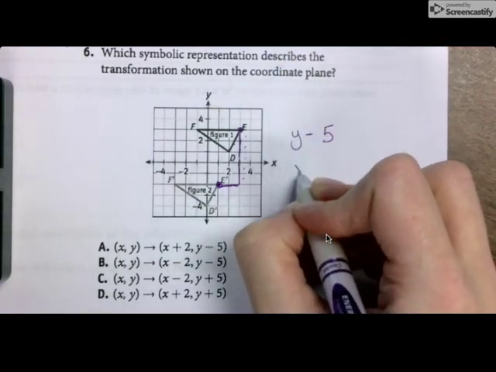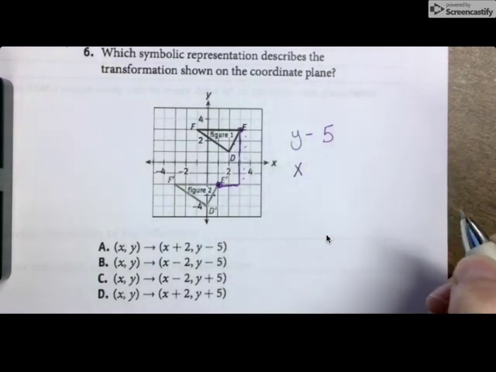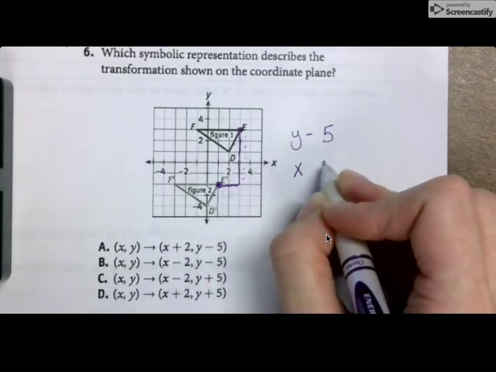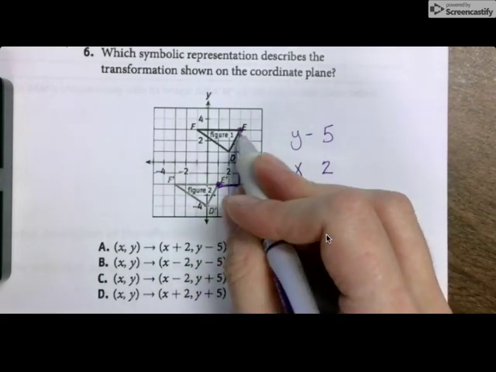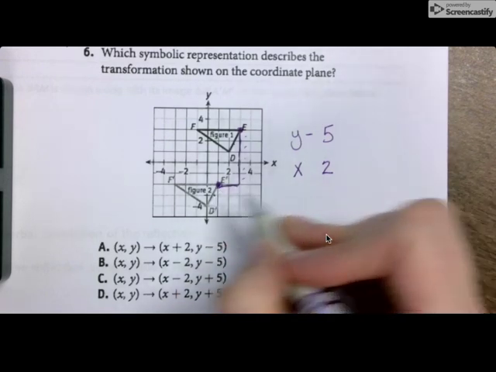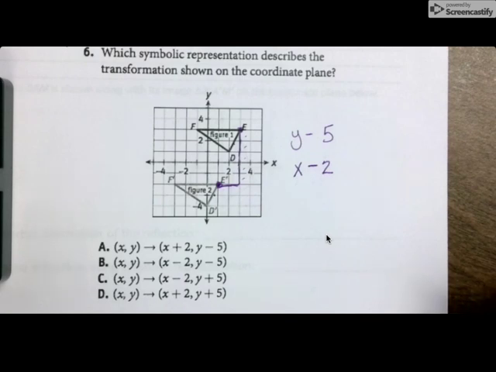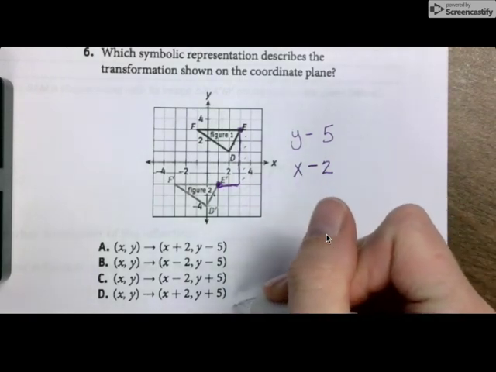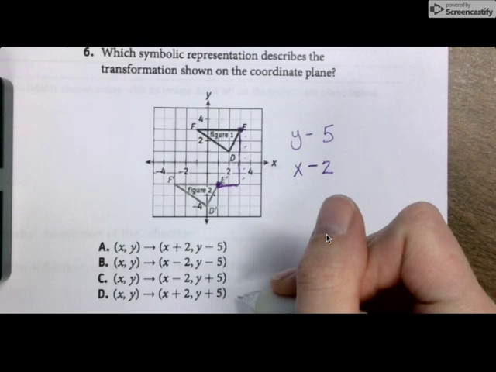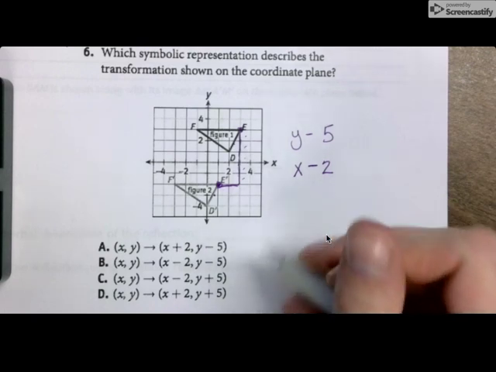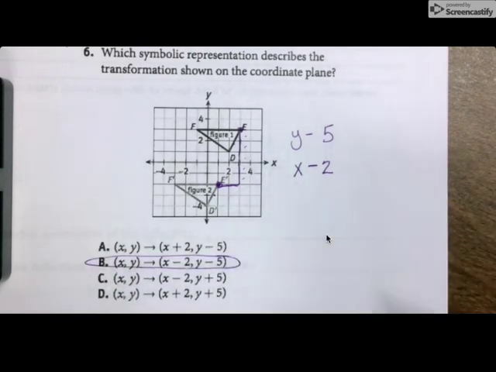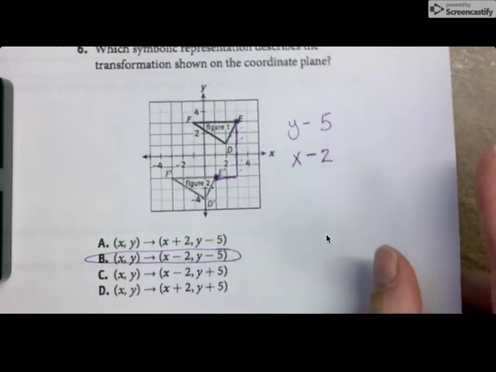Okay? What about your x? How many boxes is that? 1, 2. Okay? And I started at figure 1, and I ended up here. So did I go left or right? Left. So this is going to be a negative. So which one of these 4 below says that x is going to be minus 2 and y is going to be minus 5? B. Good job. All right. We are almost done.